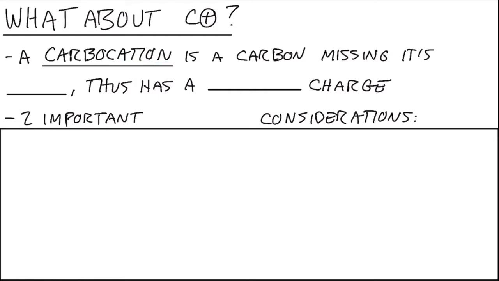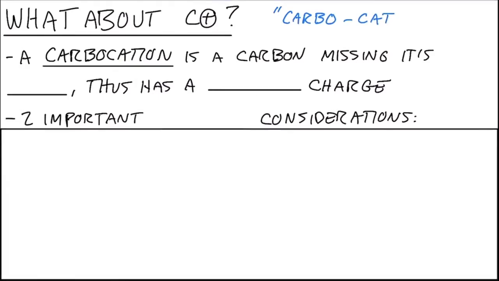So just a little bit of, not nomenclature here, but the pronunciation guide is to think of it like carbo, like when you eat a lot of pasta, carbohydrates, and then cat, because who doesn't love cats? Cats are the best, sorry dog people. And then ion, because it is an ion.